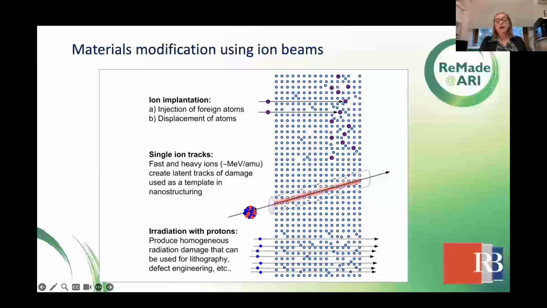You can have heavy ions. We said the heavier the ion, the higher the energy loss per unit length. And just by passing some ions, you can make some damage in the material, which will completely change this material. We can then form some tracks or some nanopores, which I will talk about a little bit later. And this material is completely changed. Or we can have this irradiation with protons. This is used for lithography and also for defect engineering. I will also give some examples later.